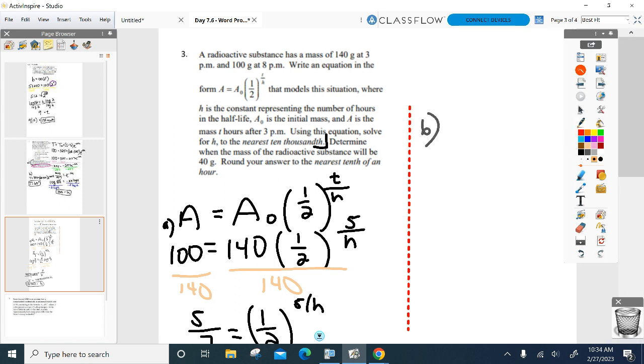All right, what are we starting out with now? 40. 40 now equals still everything 140, 1/2. What are we solving for now? Determine when the mass to the nearest hour, T over H, which we just found, 10.3002.